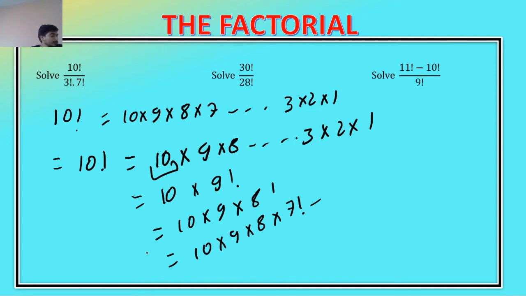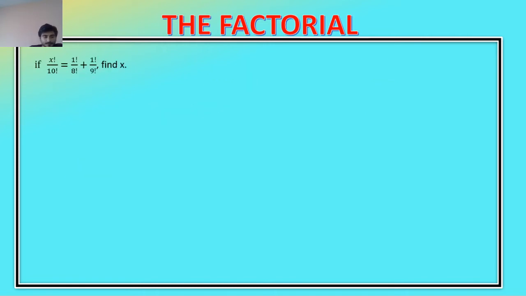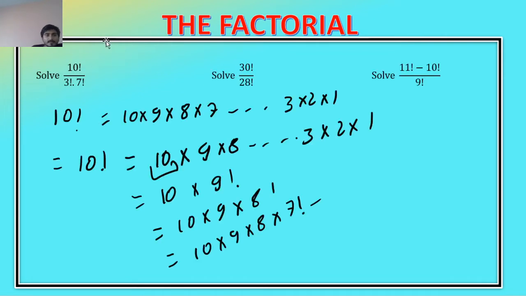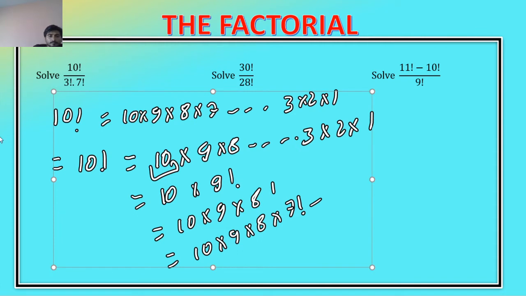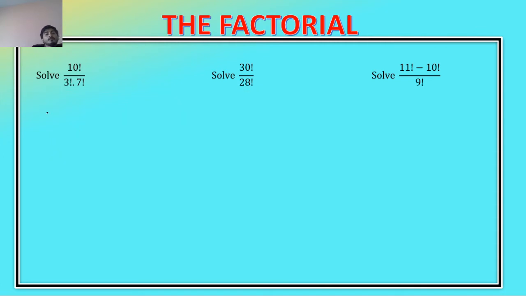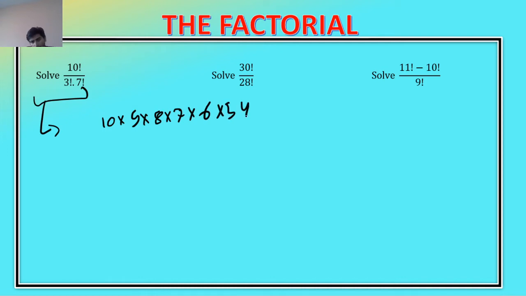I can see no one is having any doubt. So we'll go ahead. Now we'll solve some problems based on that first, and then we will move to the next part. If you have 10 factorial by 3 factorial into 7 factorial, in this case we can write this as 10 into 9 into 8 into 7 into 6 into 5 into 4 into 3 into 2 into 1.